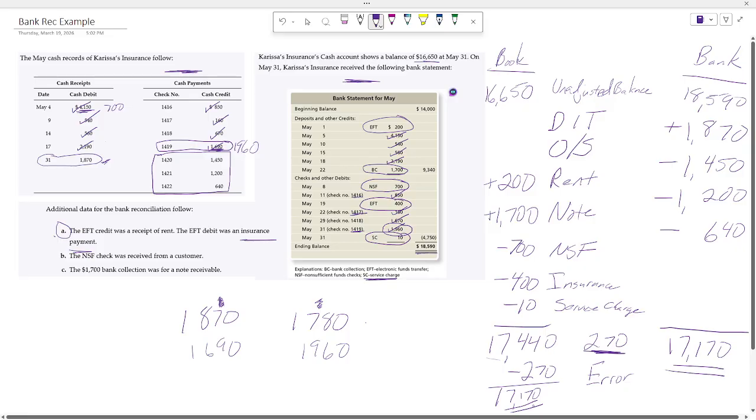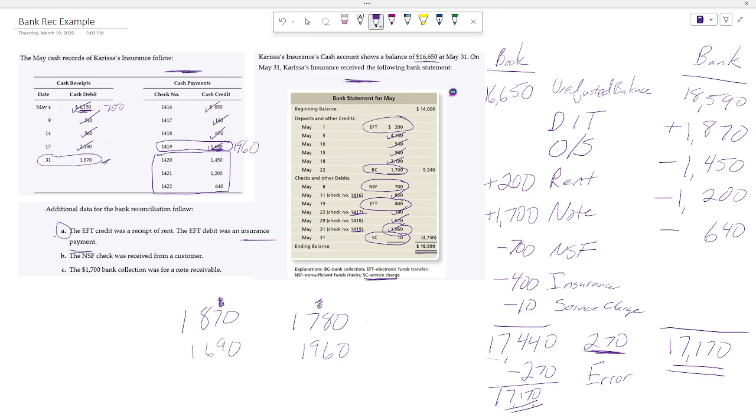So that's the actual amount of cash that we have, 17,170. Again, I want to point out that neither our book in the beginning nor the bank in the beginning had it right. Both of them were wrong, and we had to make adjustments on both sides to get to the actual right amount. And we adjust both sides so that we know we have found all of the differences, and we can be certain that the 17,170 is the right number.